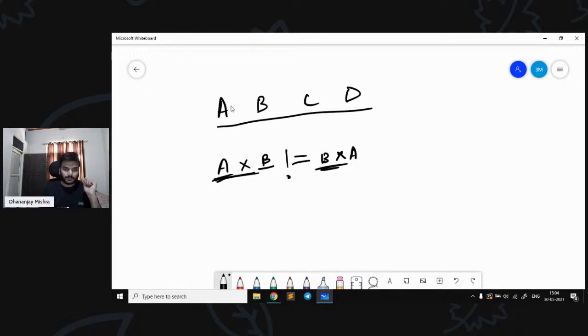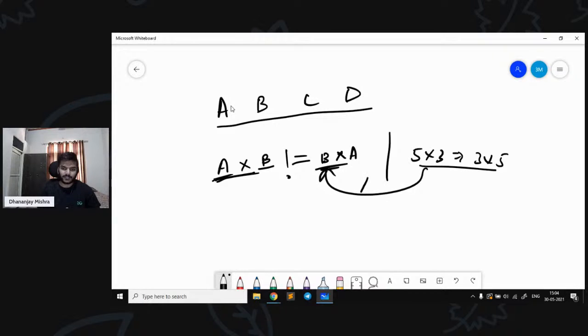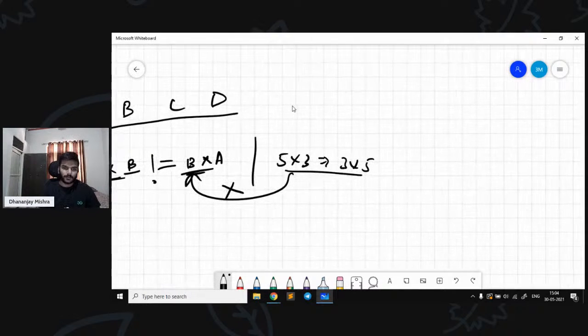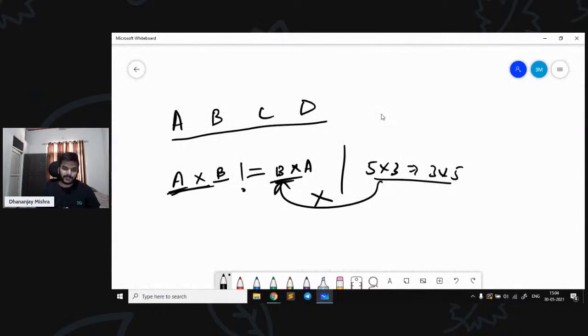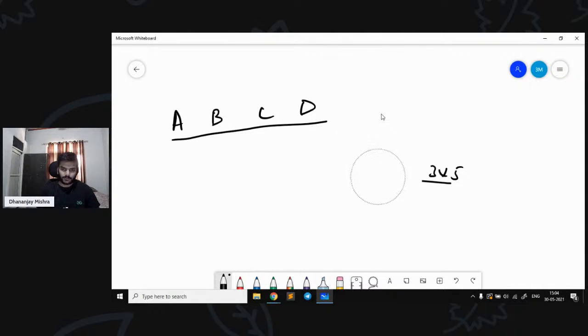As we saw with integers, if you multiply two numbers, suppose 5 into 3, it will always be equal to 3 into 5, but this does not happen in the case of matrices. So you should note that thing here. I hope this thing is clear to you.